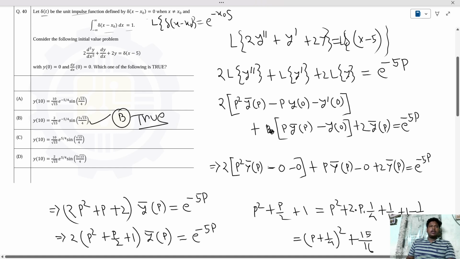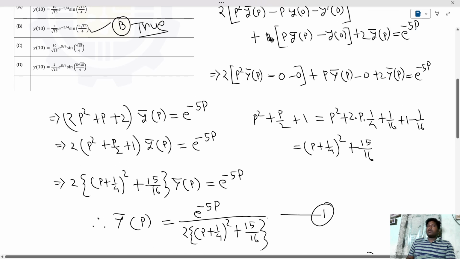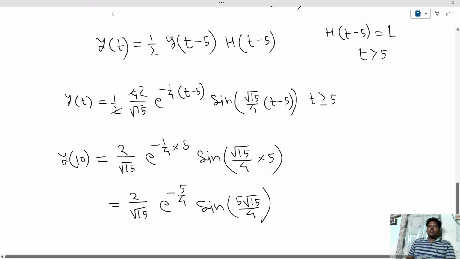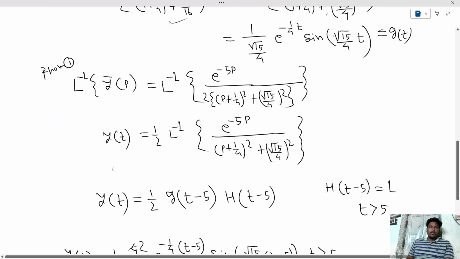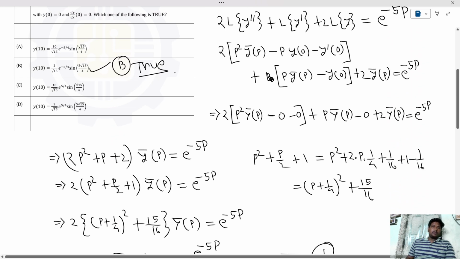So this is the lengthy Laplace transform problem. सो अगर आपको Laplace transform का formula पता रहेगा तो ये सब problem बहुत easily हम लोग solve कर सकते हैं. So the final answer is 2 by root 15. हम लोग मिला लेते हैं एक बार. Yes. So the option B is true. This is the answer. Thank you.